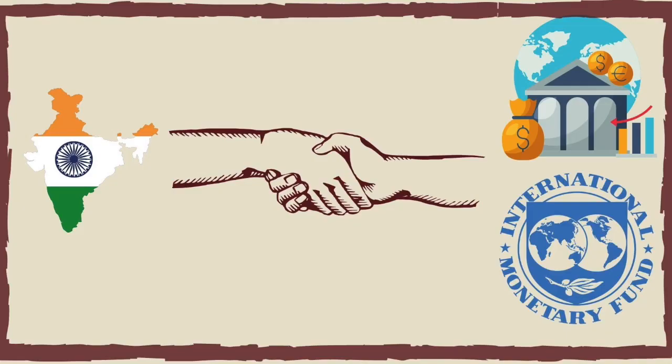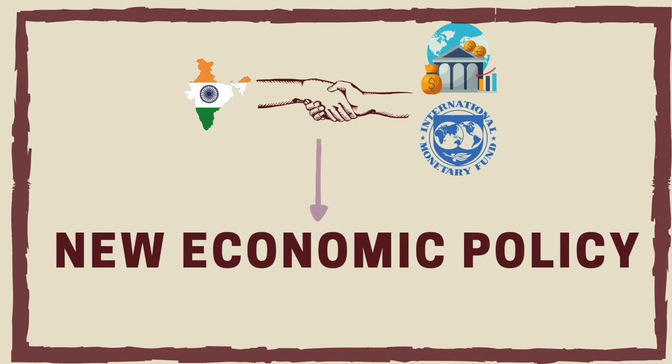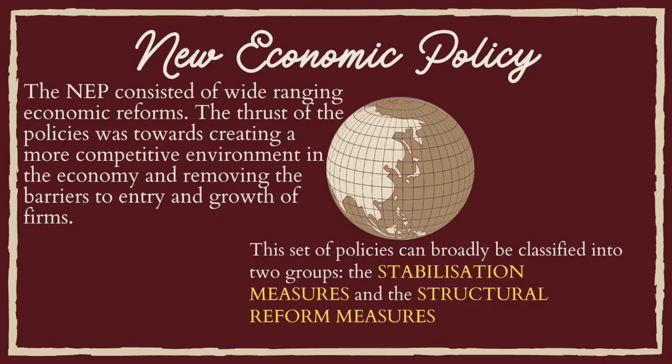For availing the loan, these international agencies expected India to liberalize and open up the economy by removing restrictions on the private sector, reduce the role of the government in many areas, and remove trade restrictions between India and other countries. India agreed to the conditions of World Bank and IMF and announced the new economic policy, NEP. The NEP consisted of wide ranging economic reforms. The thrust of the policies was towards creating a more competitive environment in the economy and removing the barriers to entry and growth of firms.